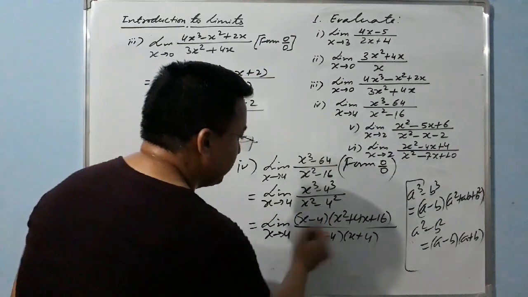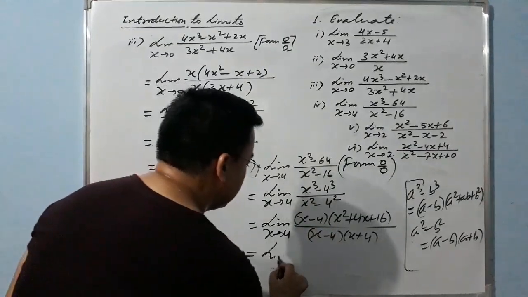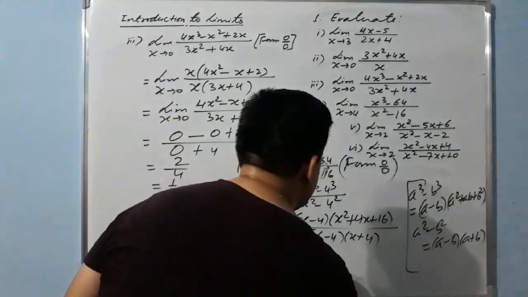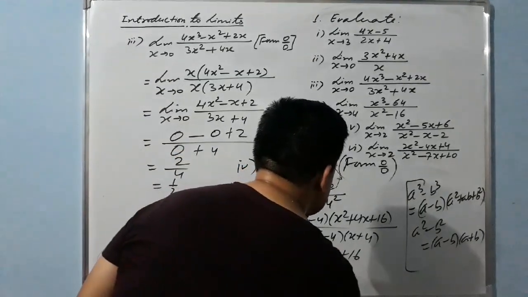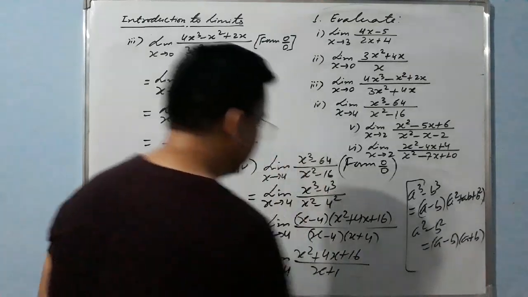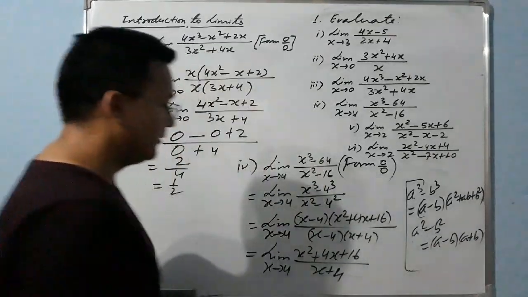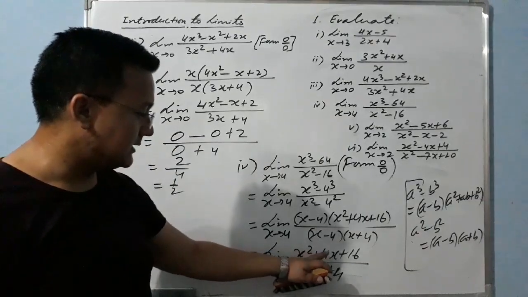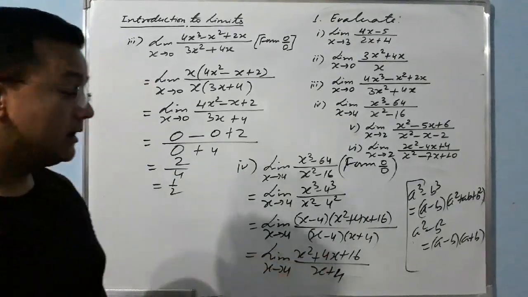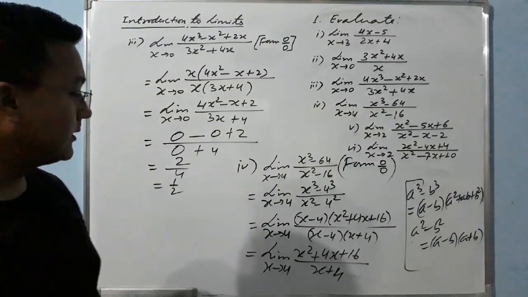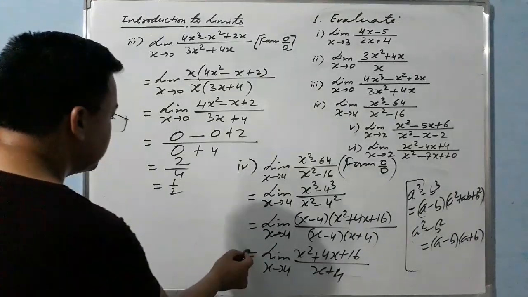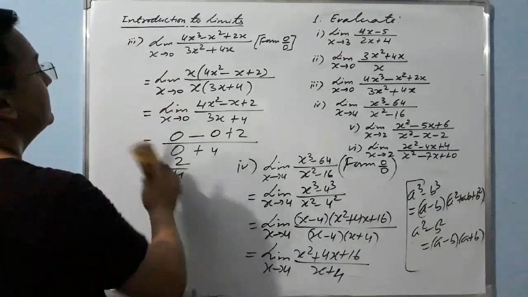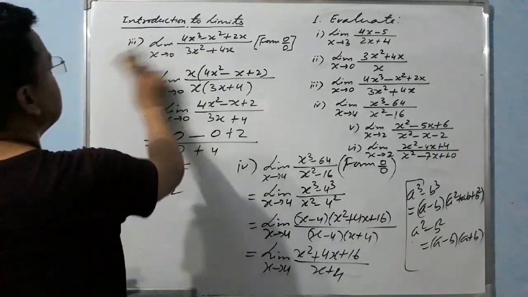Here x minus 4 cancels, and you are going to get x square plus 4x plus 16 upon x plus 4. Now you can check again. X tends to 4, x square tends to 16, 4x tends to 16. Now you are not going to get 0 upon 0 here. Now it is not in indeterminate form. So I'm going to explain here.